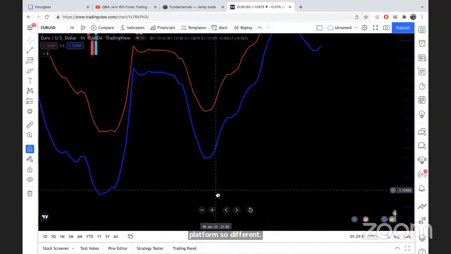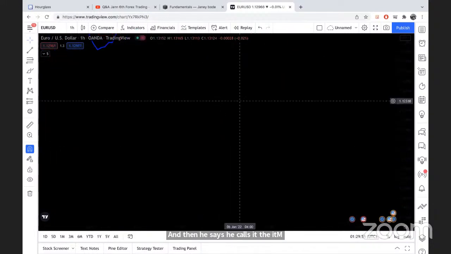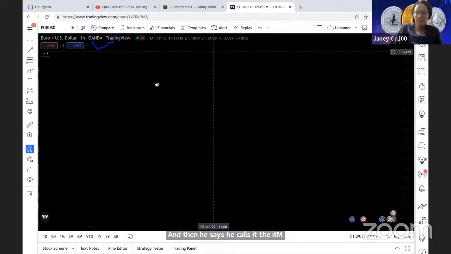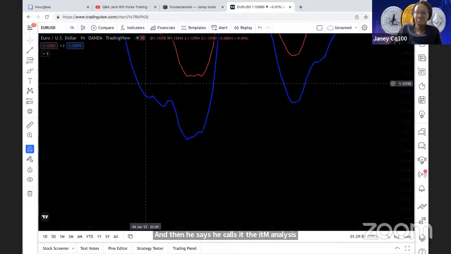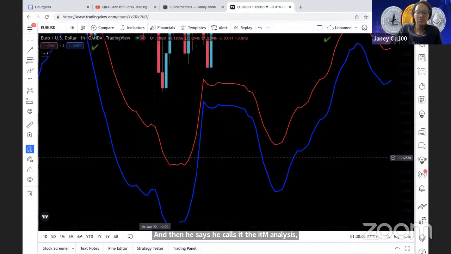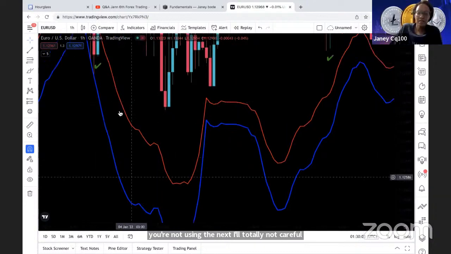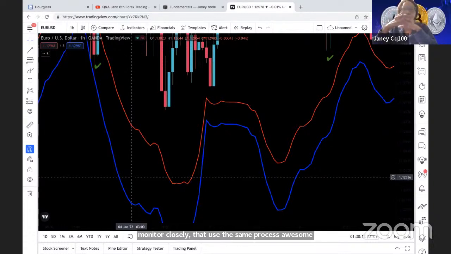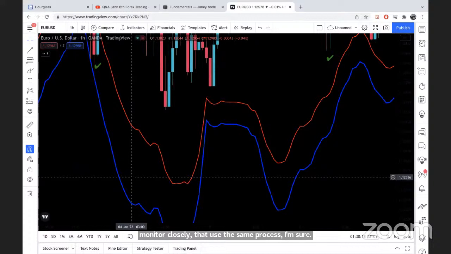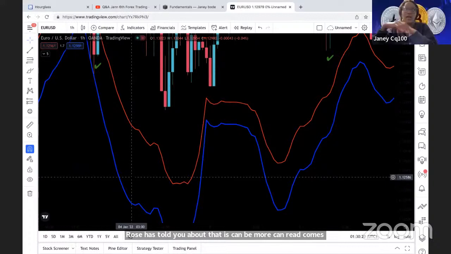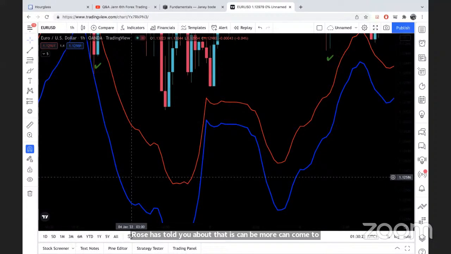And then he calls it the ITM analysis. He uses a different one. If you're not using Nadex, I would not even care for that. The people that I would tell you to monitor very closely are those that use the same brokers as us. I'm sure Rose has told you about that. It's Kendry Moore. Kendry comes up as Joseph Dipe, Onedipe.